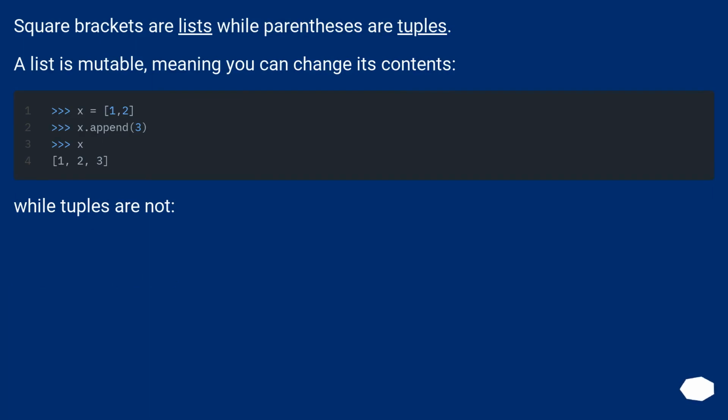Square brackets are lists while parentheses are tuples. A list is mutable, meaning you can change its contents, while tuples are not.